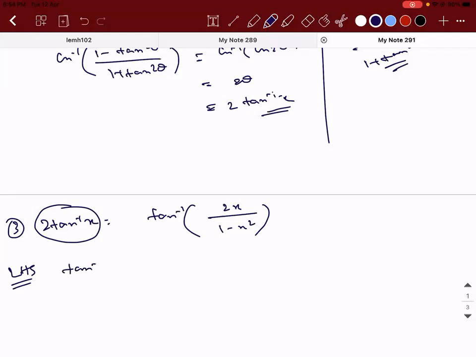2 tan inverse x, I wrote it as tan inverse x plus tan inverse x. What is the fifth property telling me? It is tan inverse of x plus y divided by 1 minus xy. So it is tan inverse of 2x by 1 minus x square. That's it. So this is the simplest logic.